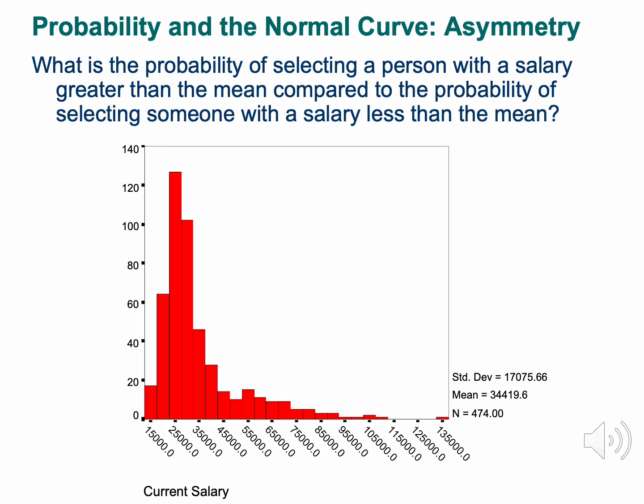Probability in the normal curve. Now here you see the second slide in this series, which depicts an obviously skewed distribution. If you look at this distribution, in which there's a strong positive or right skew, ask yourself the same question about probability. What's the probability of selecting a person with a salary greater than the mean compared to the probability of selecting someone with a salary less than the mean? Here the mean is approximately $34,000. If you look at this distribution, you can clearly see that the number of people above the mean is different than the number of people below the mean.